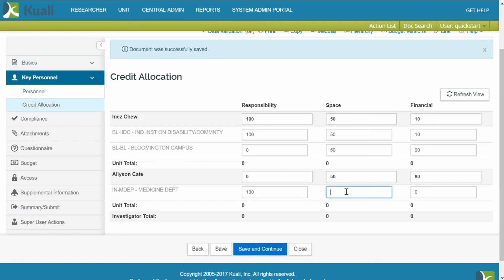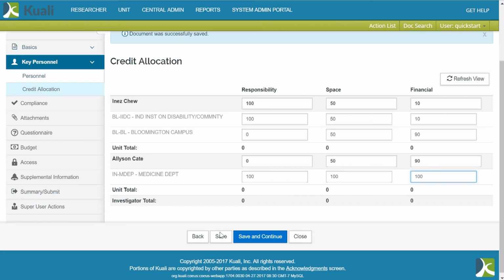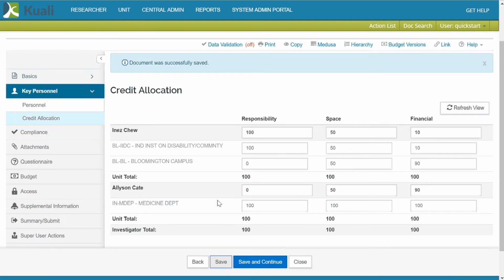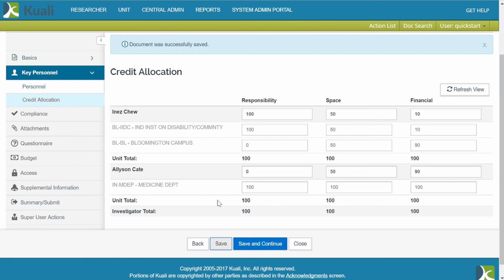So in this case, because Alice and Kate only has one unit, all of these are going to have to be 100. We can save this. And all the unit totals add up to 100, and all the investigator totals add up to 100. The investigator totals are, as I said, these gray lines, and the unit totals are the breakdown within each individual person for their units. I know that for a lot of people, once they have heard it explained in this broken down manner, it makes a lot more sense to them, but it's not immediately obvious what they're looking at when they first see the interface. And credit split can just be kind of complicated when you look at it in any given proposal or award.